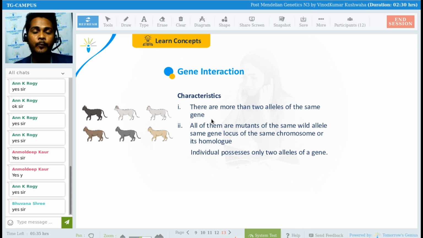Similarly, we just saw the human blood group. There are 3 alleles of the human blood group, A, B, and O. These 3 types of alleles are also a characteristic of multiple allelisms. Even the coat color of cattle or rabbit is an example of multiple allelisms. All of them are mutants of the same wild allele. All the multiple alleles of the gene occur on the same locus of the same chromosome, so they are called homologous.